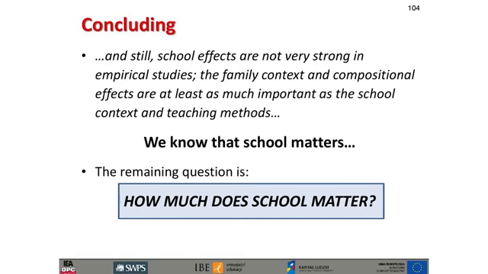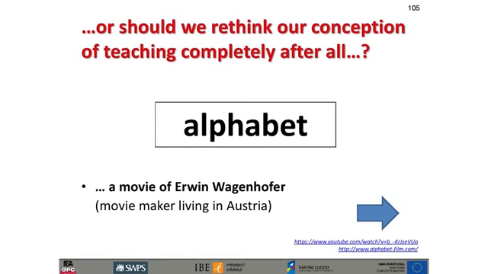And still, school effects are not very strong in empirical studies. The family context and compositional effects are at least as important as the school context and teaching methods. So this is kind of coming back to Kuhlmann's study, saying, okay, we know that school matters, which is fine, but the remaining question is, how much does school matter?